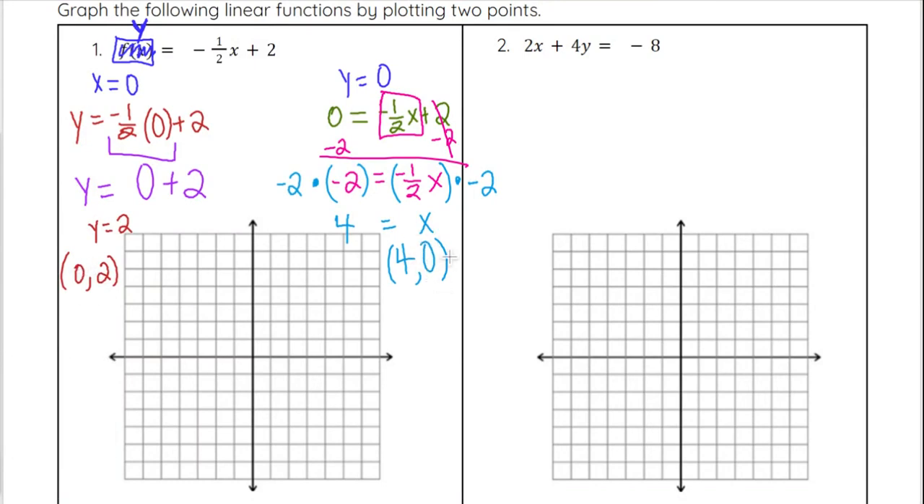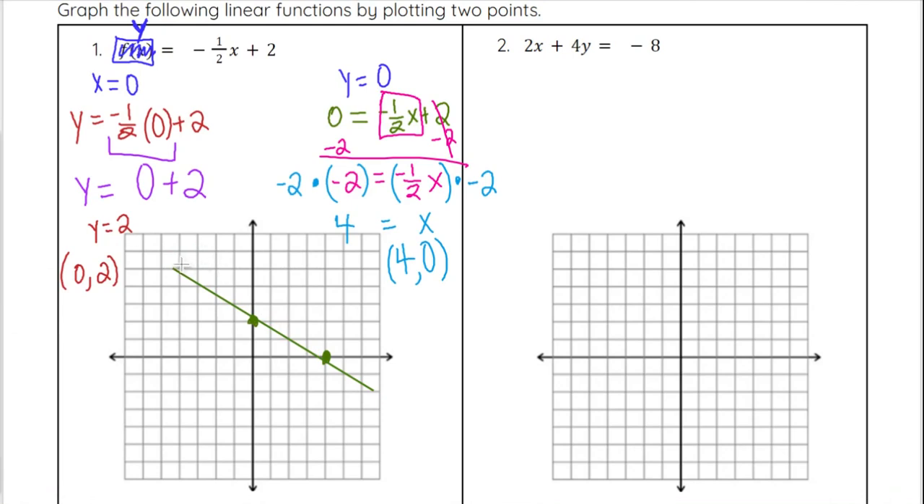So we have 2 points that we can go ahead and plot. So 0, 2 is our first one. We don't go left or right, and then we go up 2, put a point. And then 4, 0, we go right 1, 2, 3, 4, put a point. And then we just connect those points with a line. And then you can put arrows on the end.